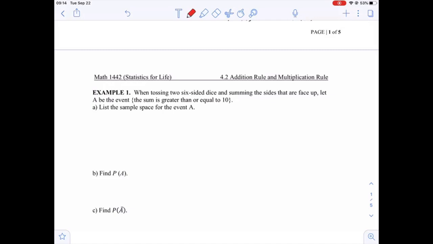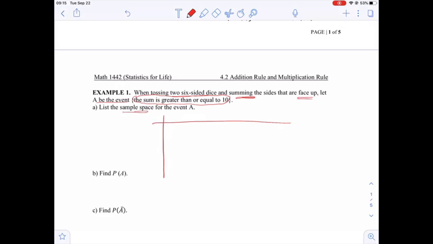For this example, when tossing 2 six-sided dice and summing the sides that are face up, let A be the event that the sum is greater than or equal to 10. Now we want to list the sample space for the event A. What is the sample space? Okay, so we are tossing 2 six-sided dice. In this case, we can make a table that will make computations easier.